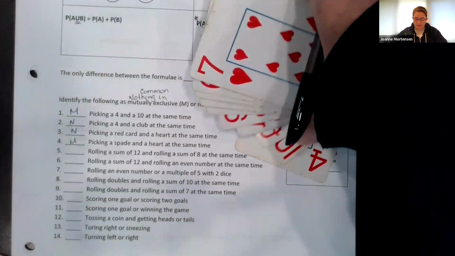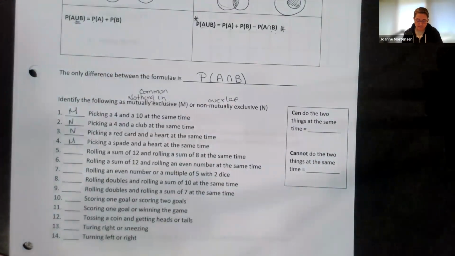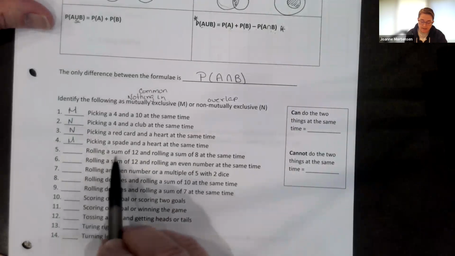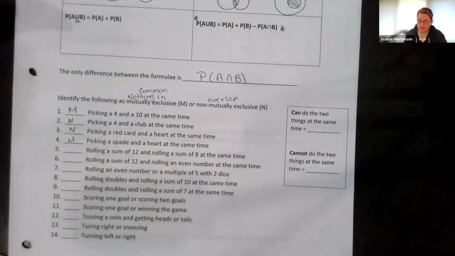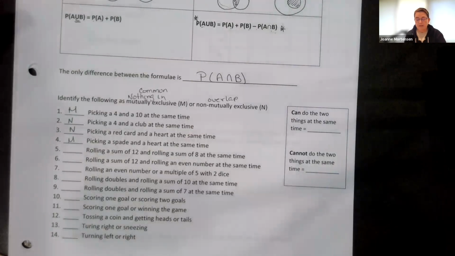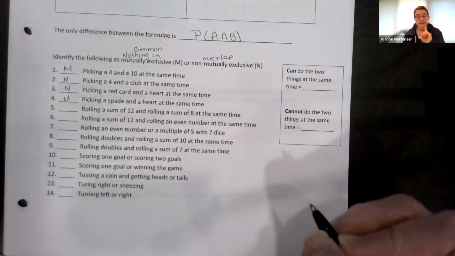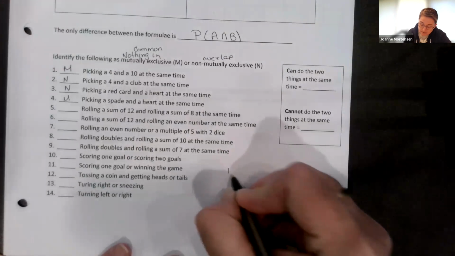Rolling a sum of 12 and rolling a sum of 8. Oh, I guess we're done with cards for now. So we're talking, I guess I missed a few words there. Rolling a sum of 12 and rolling a sum of 8 at the same time. I'm not going to do it all because it takes a while. You could go through on a test. I would definitely do this.